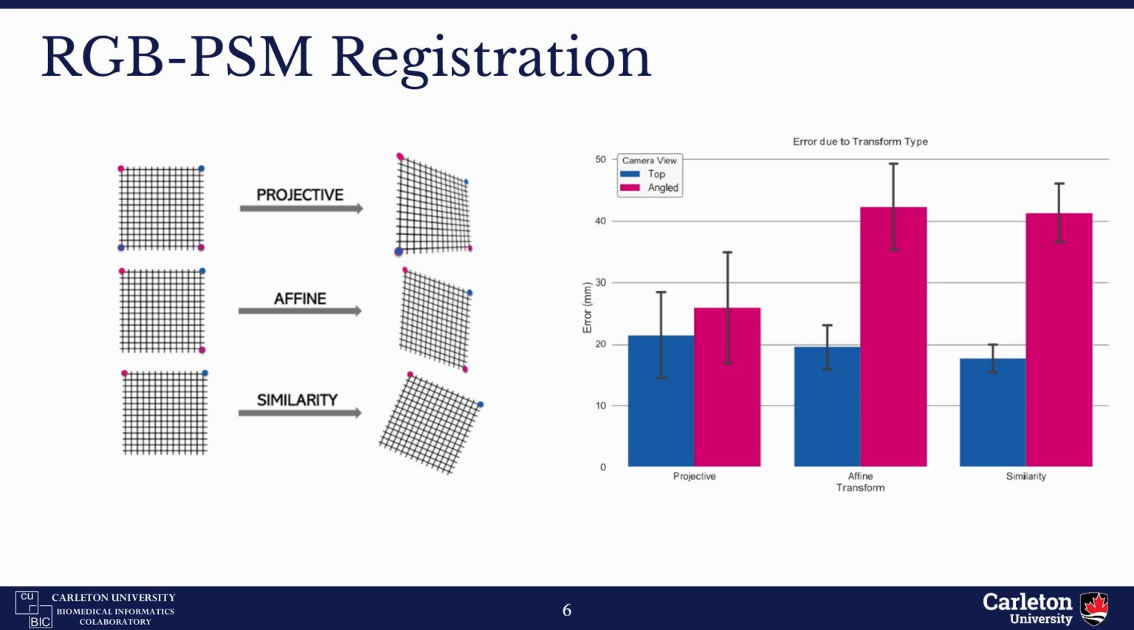This is possible through linear geometric transformations. There are three main types of these transformations. The first is a projective transform. These are useful as they account for the perspective distortion.